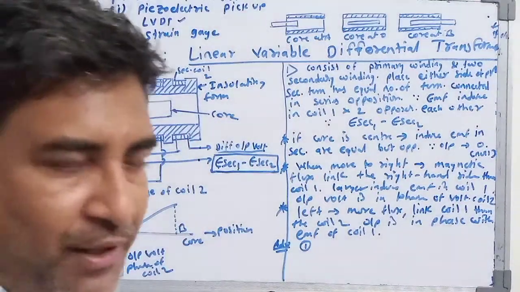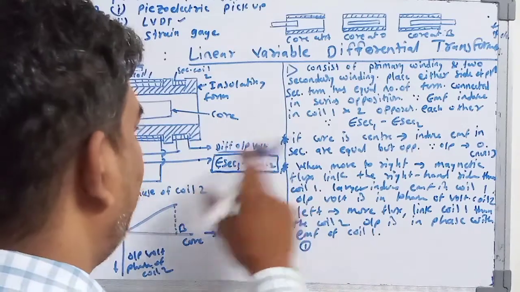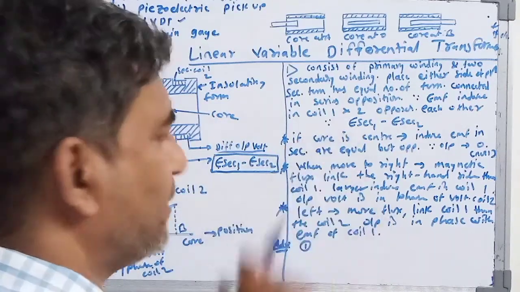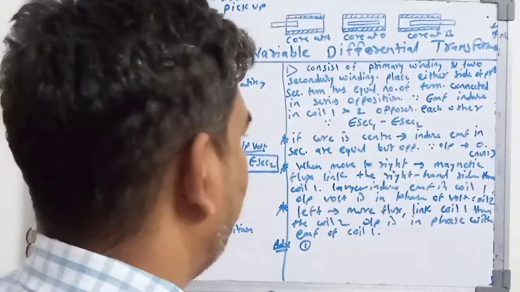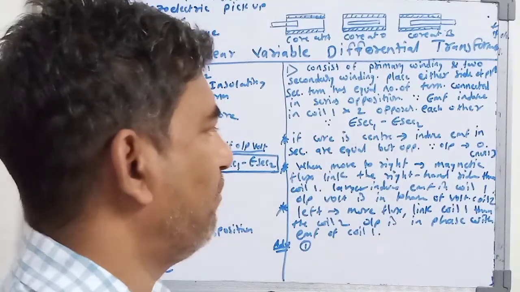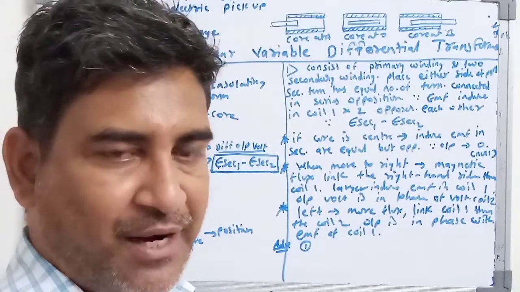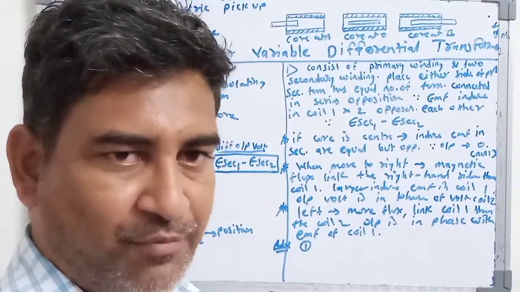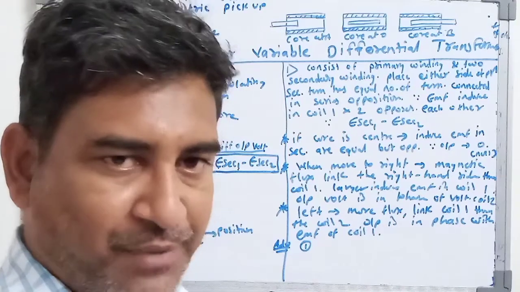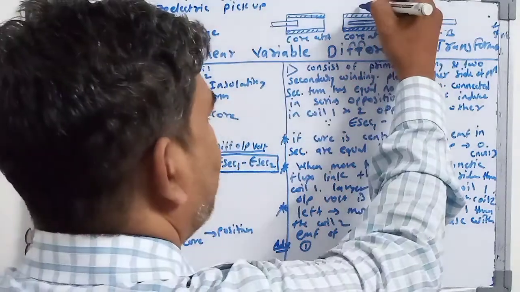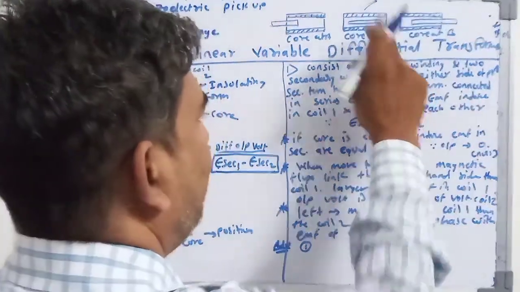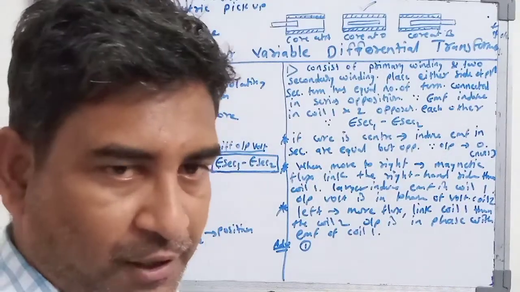And what is the effect of that? If the core is in the center, the EMFs induced in the secondary coils are equal but opposite. Since the output is 0, we may say that the core at the center produces a null displacement. Okay, which is indicated by this core at 0, meaning a null displacement has occurred.